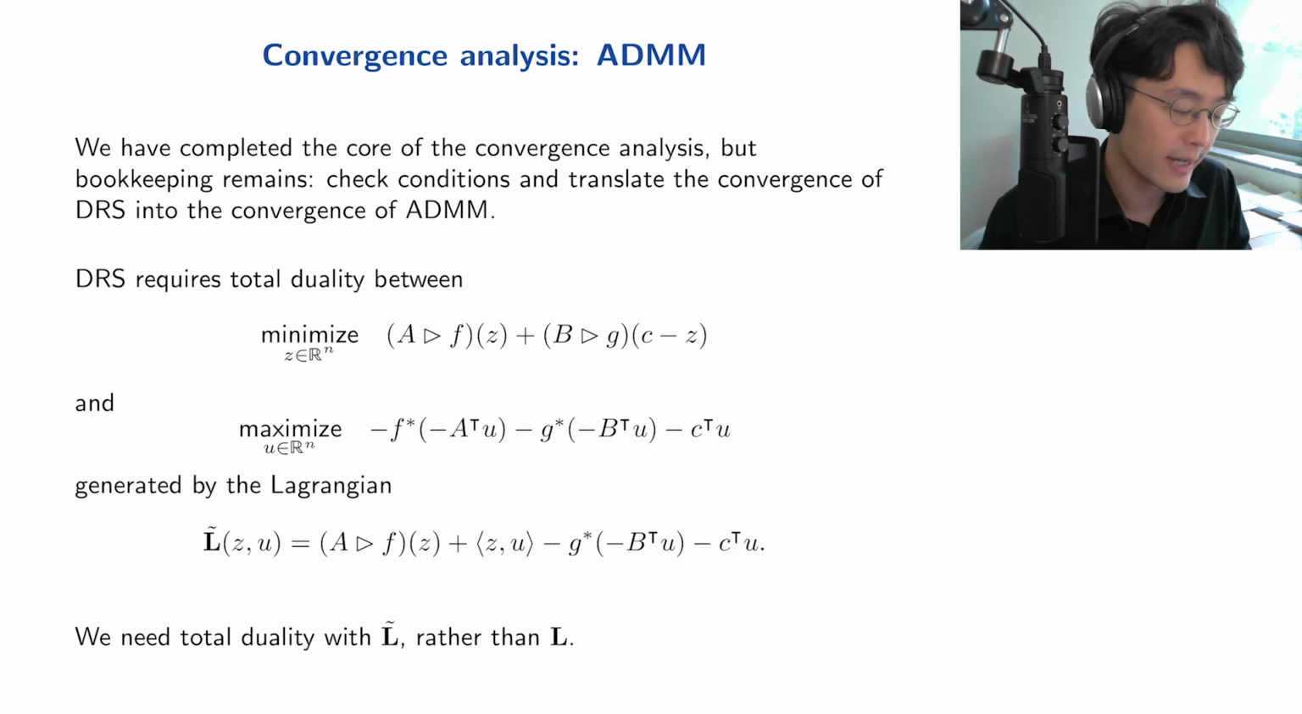In order to establish convergence of the DRS FPI, we need total duality with the Lagrangian L tilde rather than L, because we are applying a DRS to this primal problem rather than the original primal problem. It turns out that total duality with L tilde is equivalent to total duality with our original Lagrangian L. So in the end, there is no need to distinguish the notion of total duality with this Lagrangian compared to the total duality of this other Lagrangian. But a priori, that's not clear. So we at least initially make this distinction in order to apply the convergence analysis carefully and rigorously.